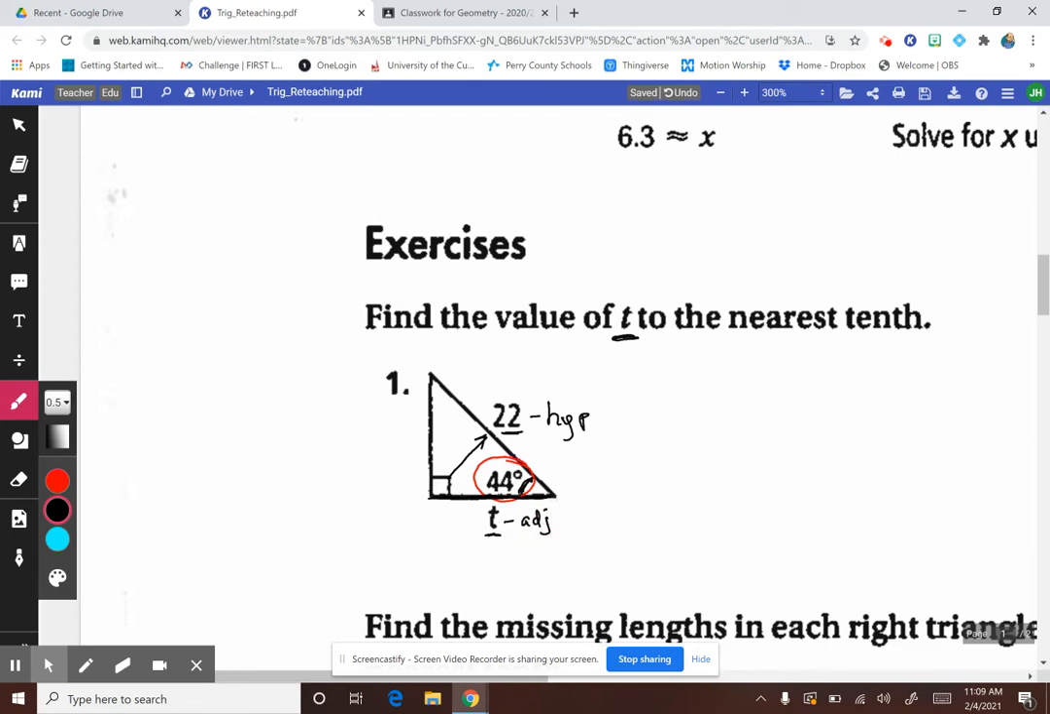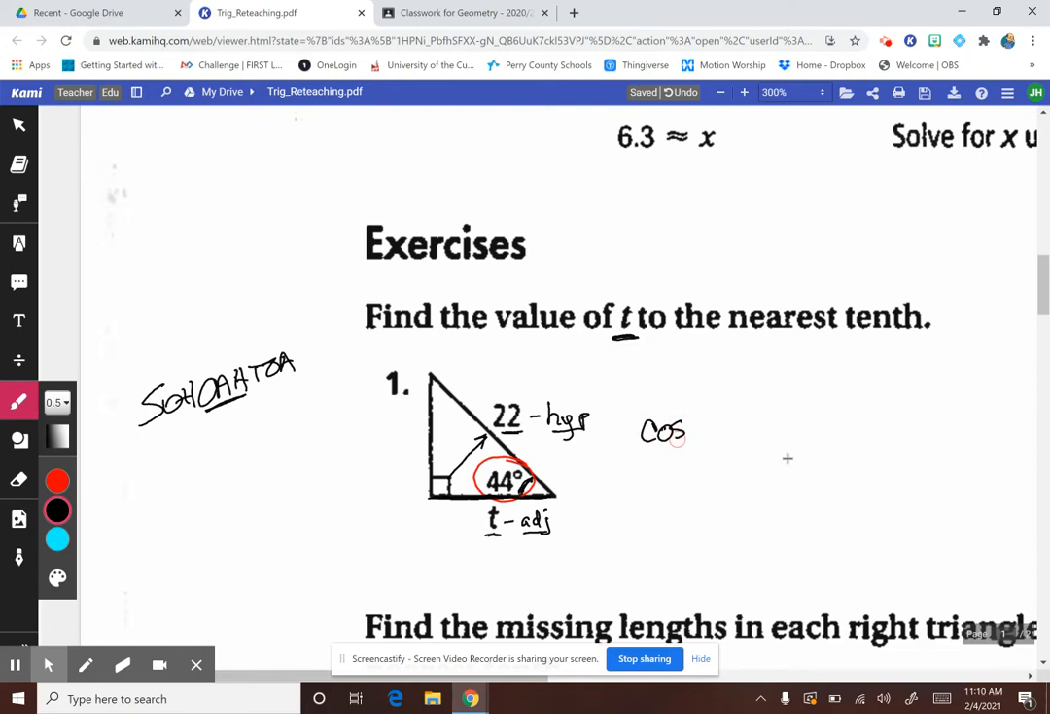So now the question really is, what trig function do I need to use in order to solve this problem? Well, again, I go back to SOHCAHTOA. And I'm asking myself, I've got adjacent and I've got hypotenuse. What trig function has adjacent and hypotenuse in it? The only trig function that has adjacent and hypotenuse in it is cosine. So that tells me that is the trig function I need to use to solve this problem. So here's the way we work this out.